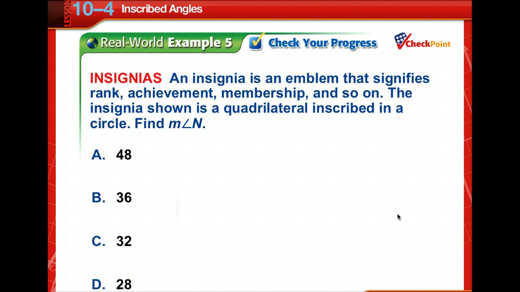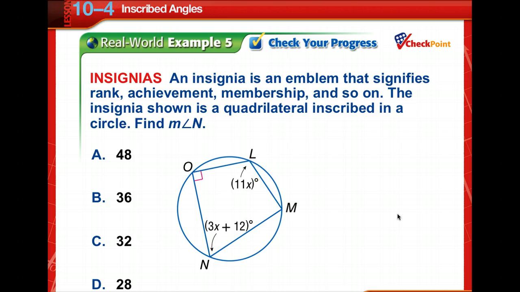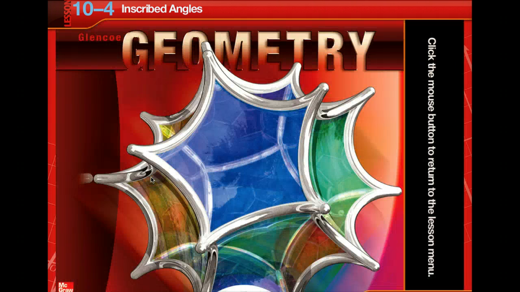Okay, time for you to check your progress. So here we have another insignia. Pause the video and then come back and check your answer. Okay, I set up 11x plus 3x plus 12 is equal to 180. So x is equal to 12. When I substitute it back in, 3 times 12 plus 12 is 48. Very good. You're ready to begin the assignment today.